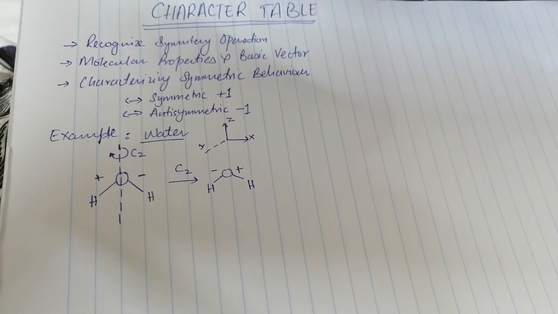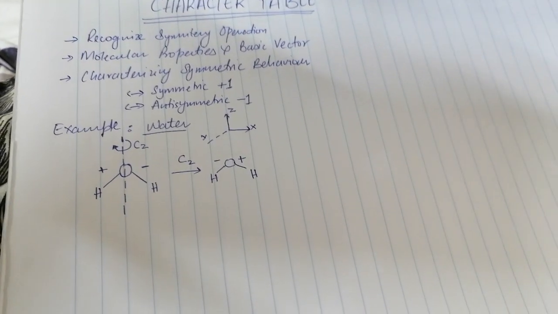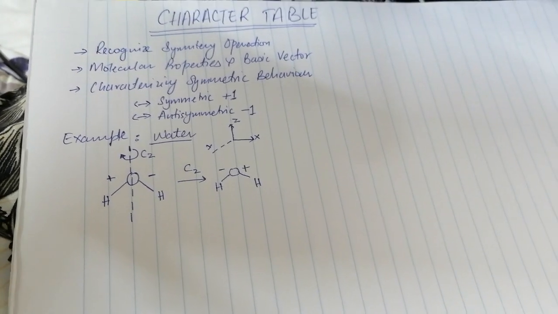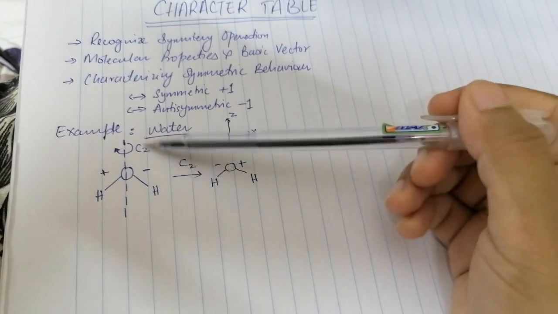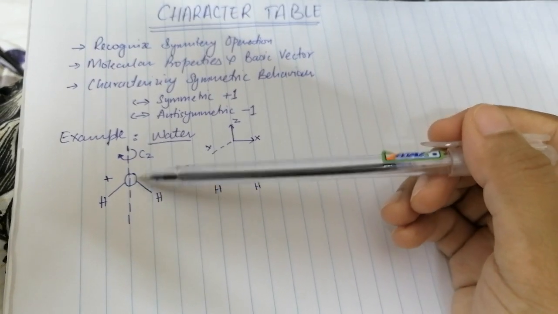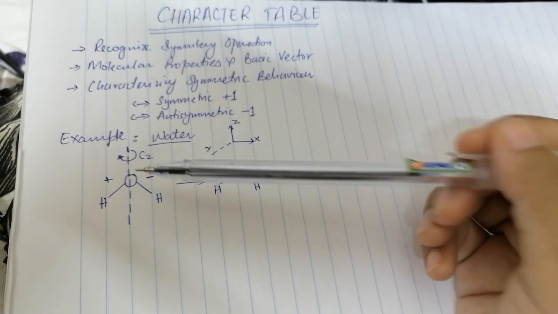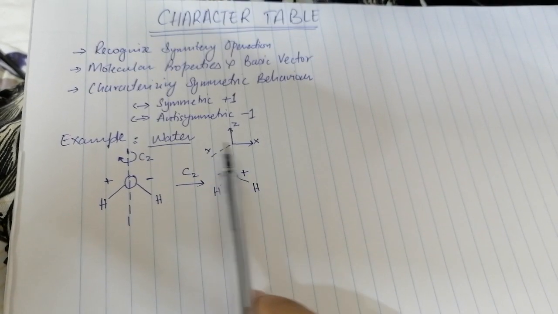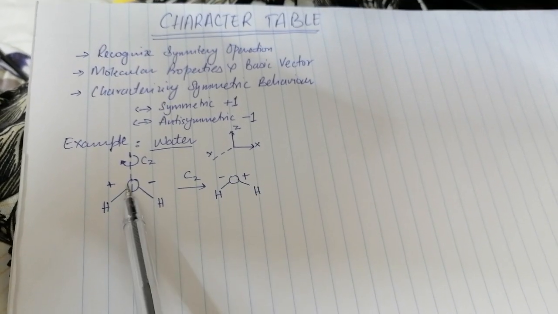Now that we have the example of water, let's illustrate. We place the oxygen atom at the origin of the Cartesian coordinate system and then examine the behavior of the px orbital on the oxygen atom.